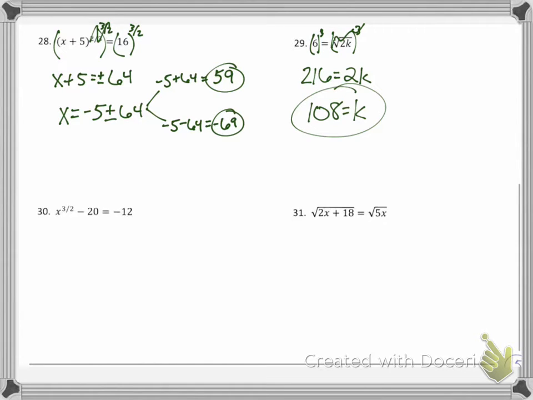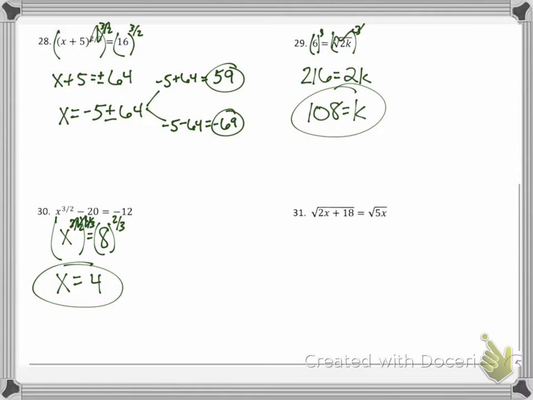Number 30, I have x to the 3 halves minus 20 equals negative 12. First thing we're going to do is get rid of the minus 20 by adding it to each side. So I'll get x to the 3 halves equals 8. And then I'm going to take each side to the 2/3 power. Because again, if I have a fractional exponent, I'm going to take it to a reciprocal power. Reciprocal of 3 halves is 2/3. Since the denominator is an odd number, no plus minus sign here. I'm going to get x equals 8 to the 2/3 power, which is 4. And that'll get me my final answer.